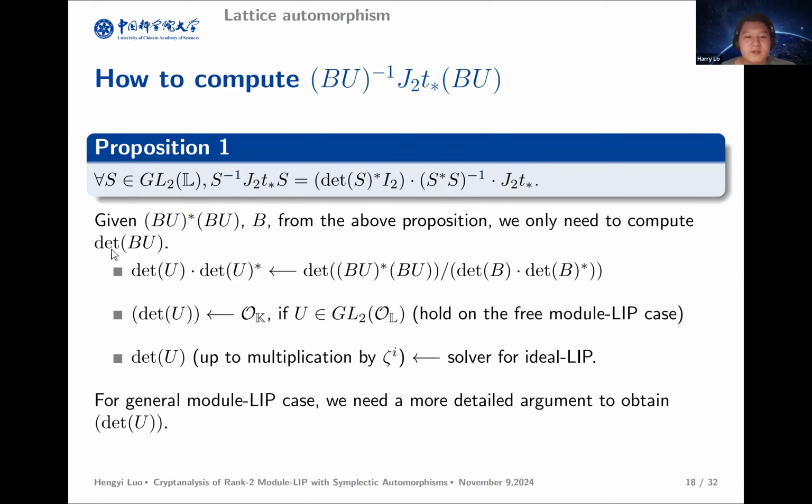First, we can calculate the determinant of U times the determinant of U star. And we also know the principal ideal induced by the determinant of U is just O sub K in the free module lattice case. Finally, based on previous results, we can determine the determinant of U up to multiplication by some root of unity. For the general module lattice case, a more detailed argument is needed to obtain the principal ideal induced by the determinant of U.